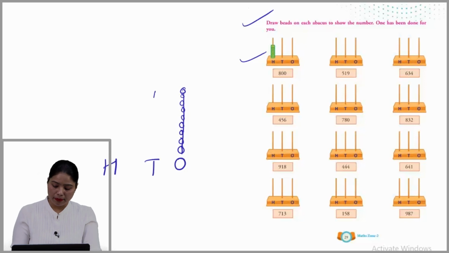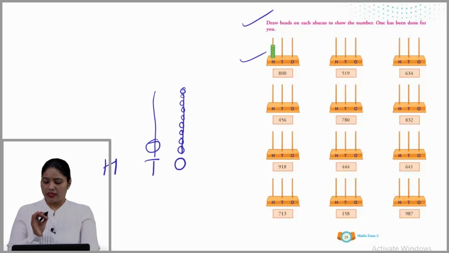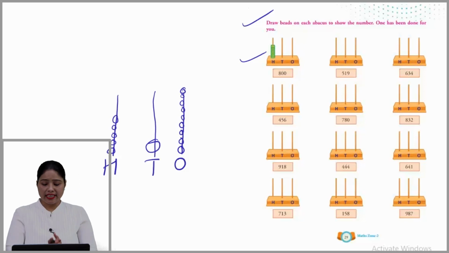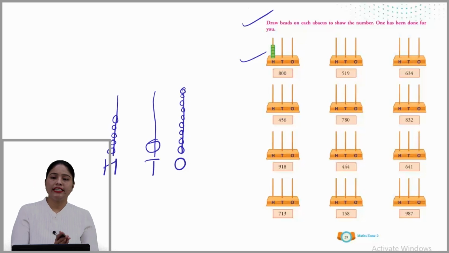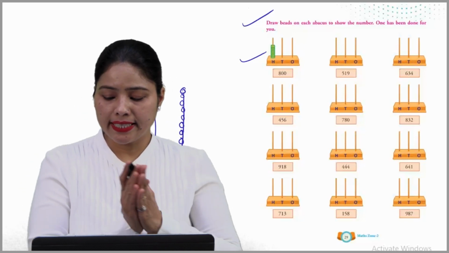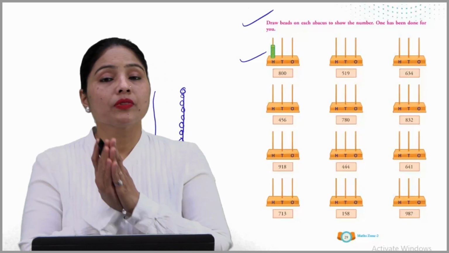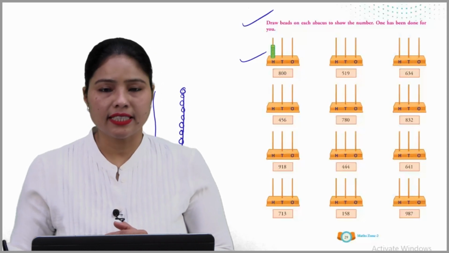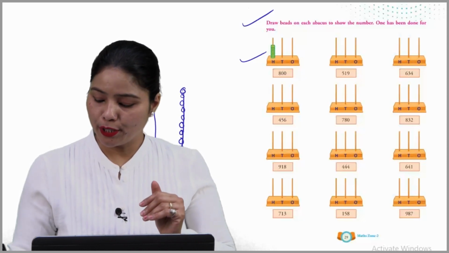Tens की place में कितने beads हैं हमारे बच्चों? 1. So write it, only 1. 100 की place पर कितने beads हैं? 5. So draw 1, 2, 3, 4, 5. Like this you have to draw the numbers, okay, according to what is given in the book. So 1s की place पे 9 है, 10s की place पर 1 है और 100 की place पर 5 है. Okay, so these are the other examples which you have to fill by your own, beta.